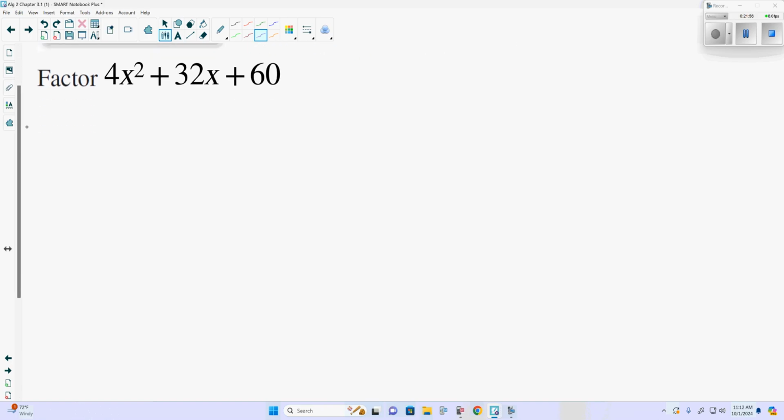Let's look at this next one here. 4x squared plus 32x plus 60. Again, we should always be looking for a greatest common factor, a number or term that is common in every spot. Is there a number or term that goes into 4x squared, 32x, and 60? 4.